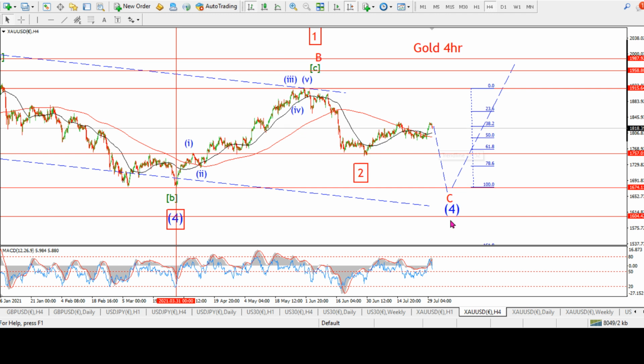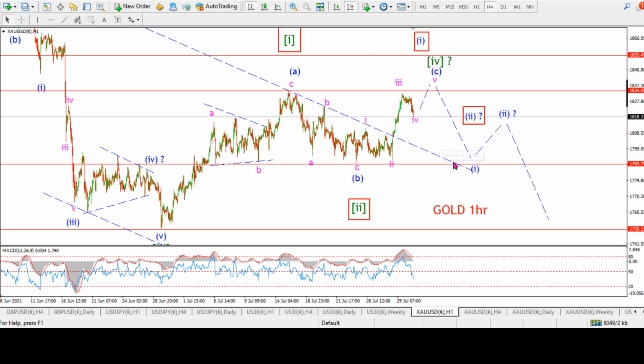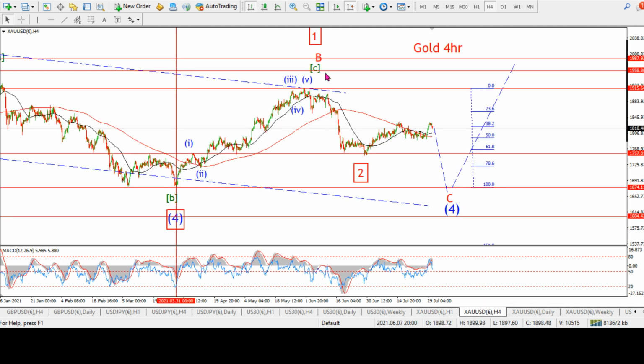Now, I have not abandoned, let's say, the idea for a decline into that 1670 area again. The odds are creeping higher for the alternate count now, but let's say it's got a corner of my mind, and I haven't just let go of this just yet. Okay, here's the hourly count. What I'm tracking is this wave C lower here. Now, in general, this should be 5 waves lower, but if this is a WXY correction, it could easily be 3 waves lower. We'll see how that goes.